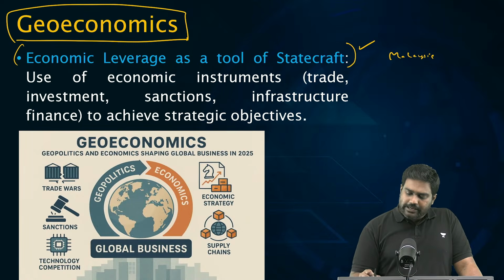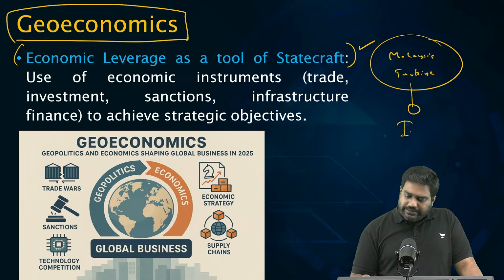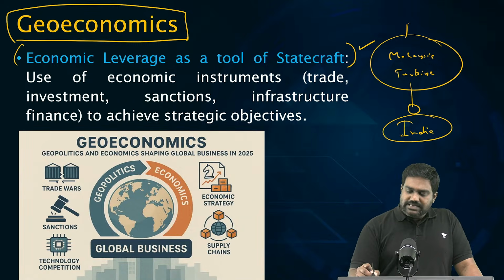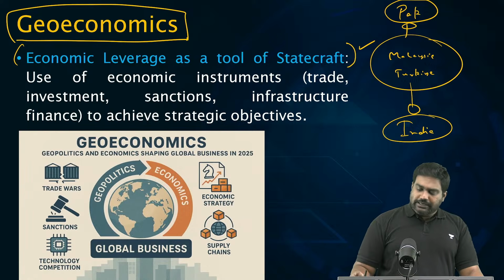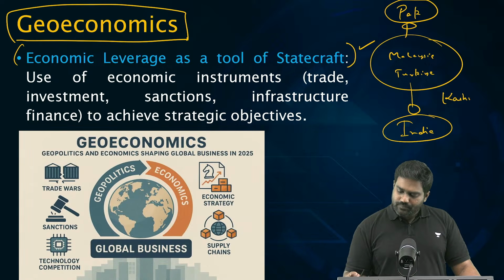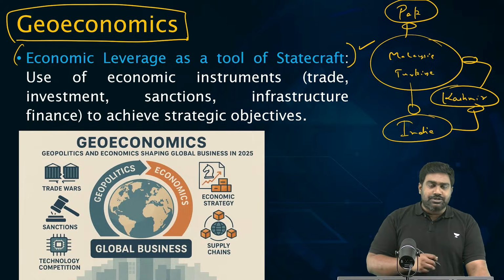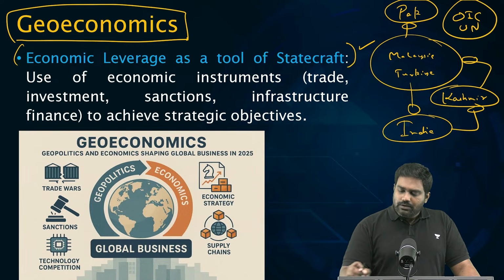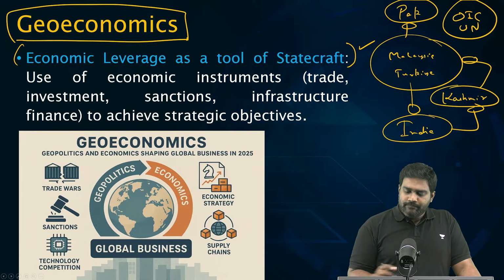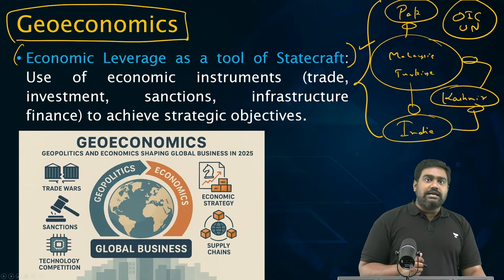For example, Malaysia and Turkey, they both created problems for India recently. They sided with Pakistan and they started meddling with our internal matters, including Kashmir. They would support Pakistan on the Kashmir issue at the United Nations, at the Organization of Islamic Cooperation. Now, this was a direct threat for India. So India used its economic leverage.